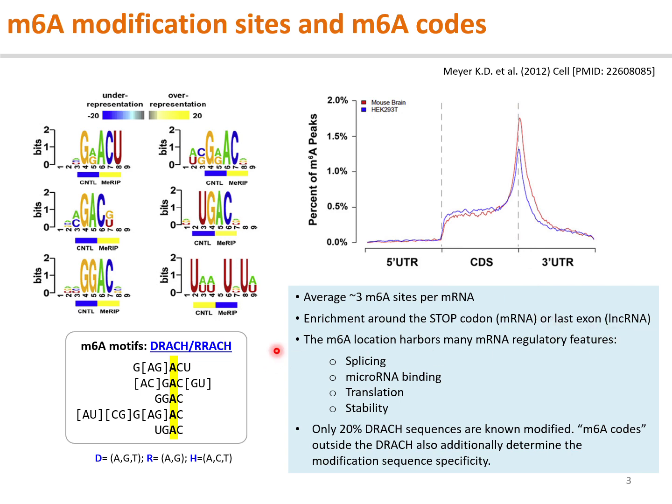m6A sites are over in the locations of mRNA where many regulatory features reside, such as splicing, microRNA binding, translation, and stability. Not all DRACH sequences are actually modified in the cells, among which only about 20% of DRACH sequences are known to be modified. Therefore, additional m6A codes slightly outside the DRACH also help to determine the modification specificity.